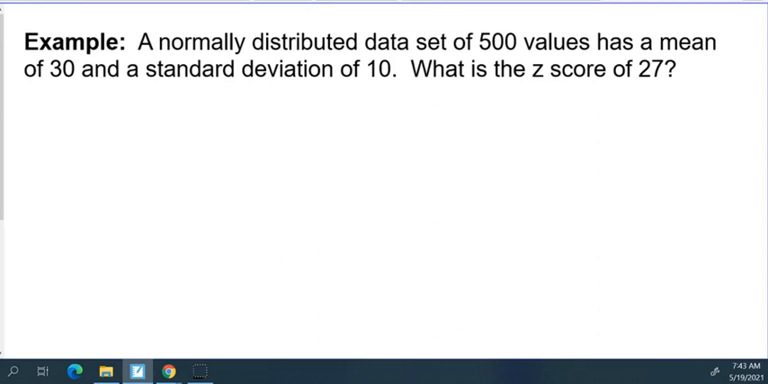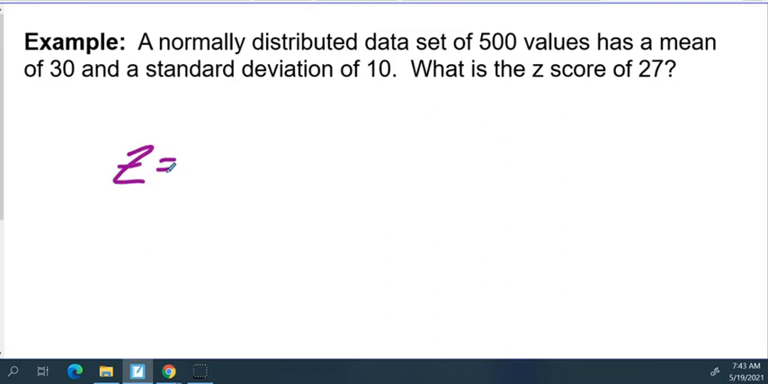So let's look at an example. It says a normally distributed data set of 500 values has a mean of 30 and a standard deviation of 10. What is the z-score of 27? All right, so to find our z-score, we're going to use that formula from above.